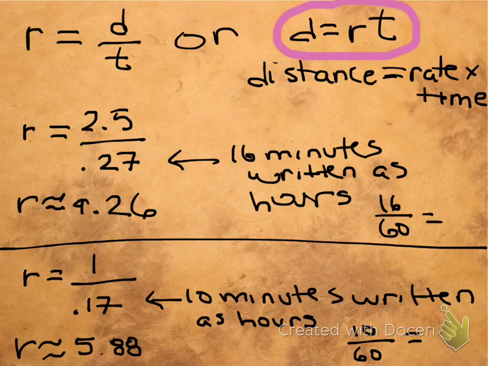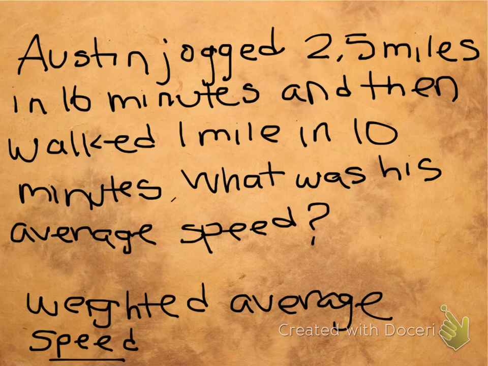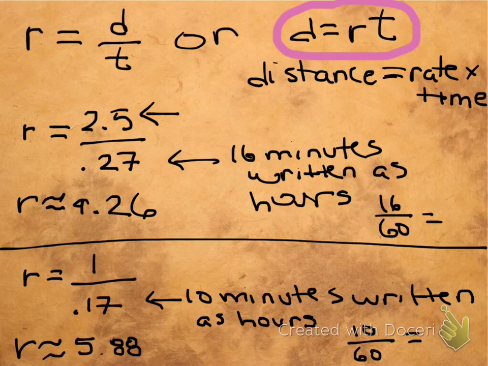So I put it equal to r, and then where I got the numbers from, I have 2.5 as my numerator, and if we go back, it says Austin jogged 2.5 miles, so my numerator is going to be the distance, and then in 16 minutes. But I wrote 16 minutes as hours, okay? So that's where my denominator comes from. It's time, but I'm writing it in terms of hours. So what I did is I took 16 out of 60, and that gave me my 0.27.